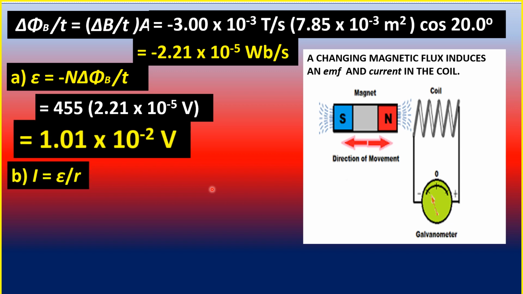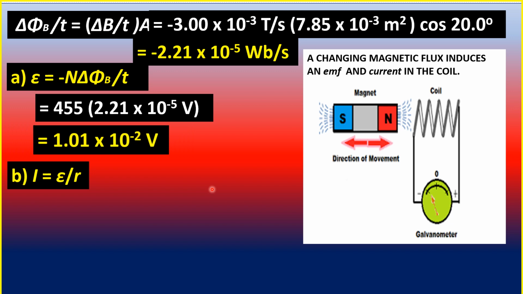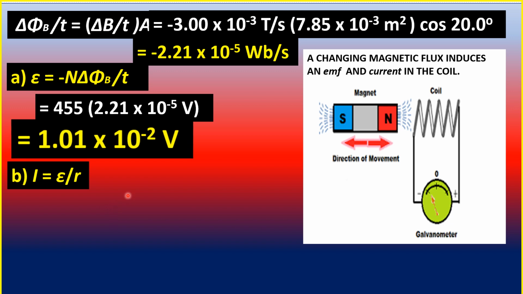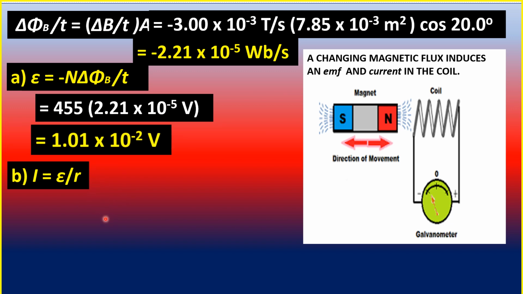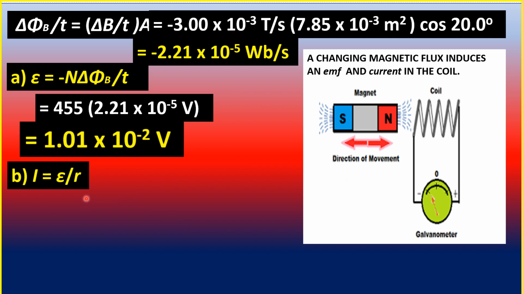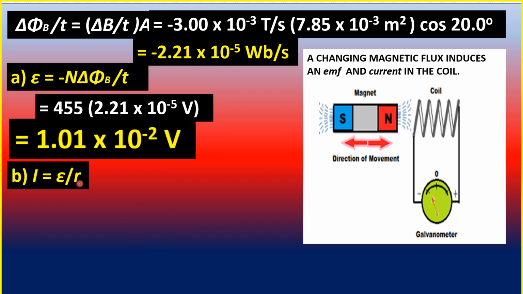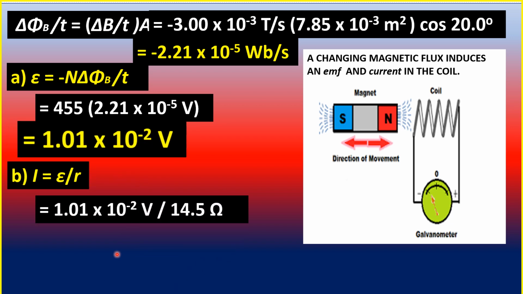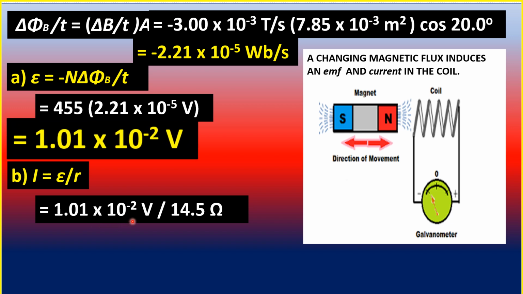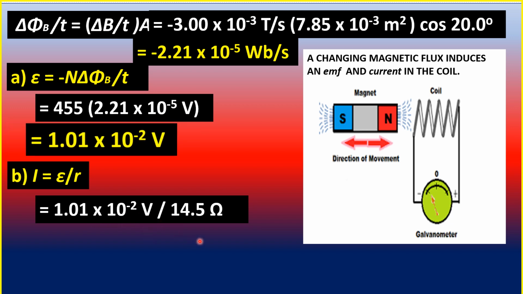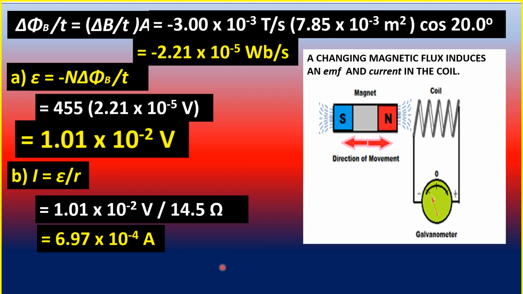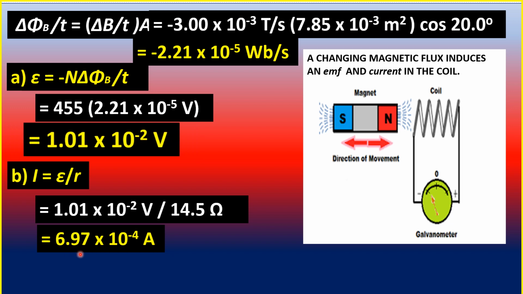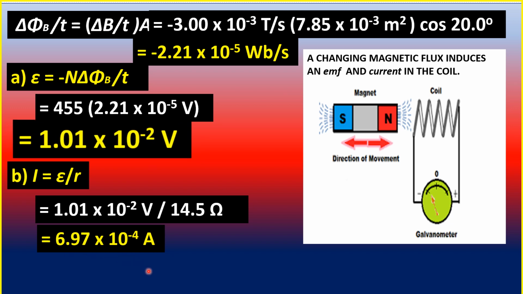And moving on to the question letter B, which is determining the current induced in the coil, we simply divide the induced EMF by the given resistance of the coil, that is small letter r. So substituting, our induced EMF is 1.01 times 10 to the negative 2 volts divided by 14.5 ohms. We get the magnitude of the induced current in the coil equal to 6.97 times 10 to the negative 4 amperes.